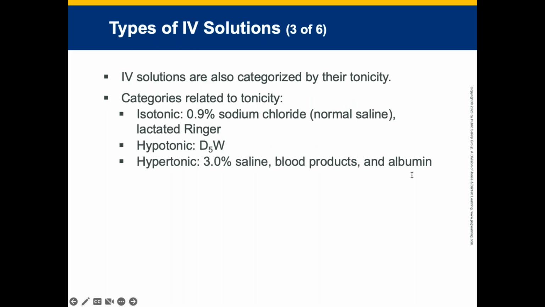IV solutions are also categorized by their tonicity, which we talked about, and there are 3 categories related to tonicity. First are isotonic, which is going to be your 0.9% sodium chloride, normal saline, or lactated Ringer's, as we normally carry on a truck. Your D5W is your hypotonic solution, which we really never give unless we're mixing it with another medication, and at your level, at the advanced, we're not going to be doing that, right? You may take a transfer sometime with a hypotonic solution running. That's perfectly fine. Then you have your hypertonic, which is 3% saline, blood products, and albumin, right?